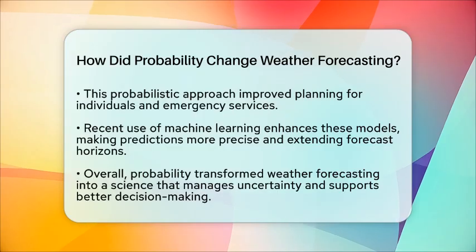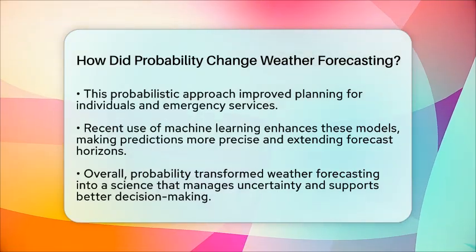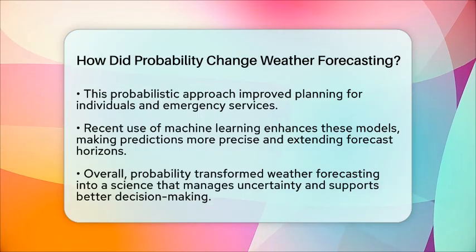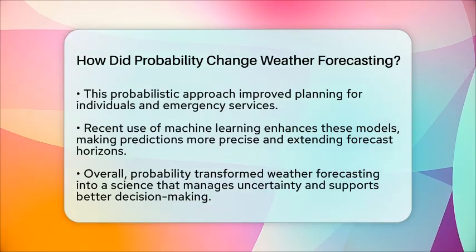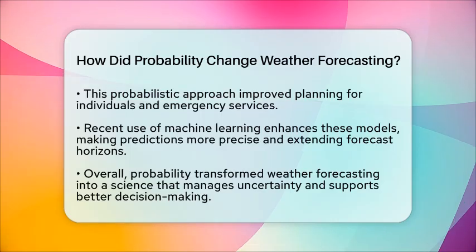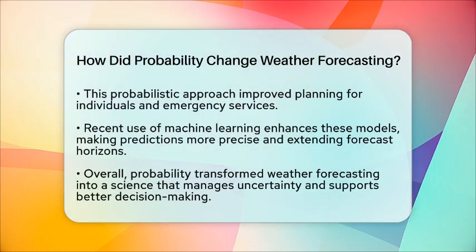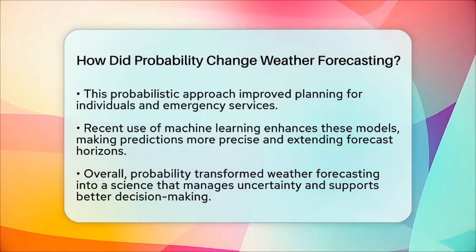So, probability changed weather forecasting by turning it into a science that can handle uncertainty. It helps us understand that weather isn't always certain, but we can still make smart decisions based on the chances of different outcomes. This approach makes forecasts more useful and easier to trust in our daily lives.